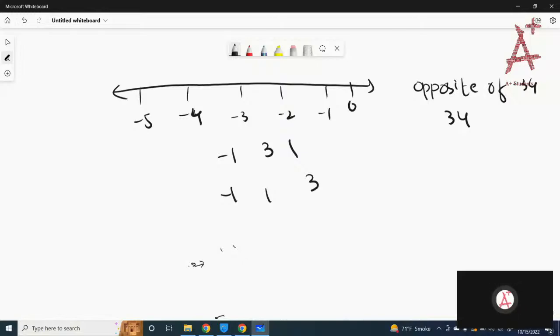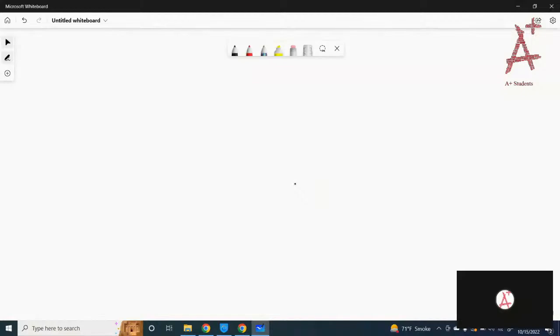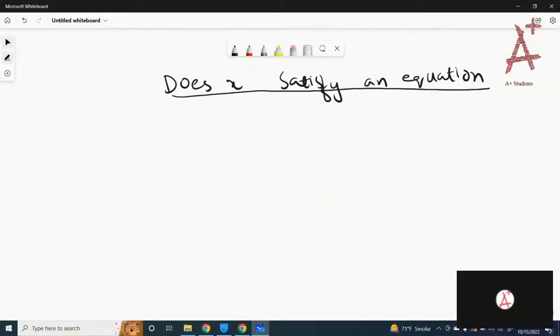The next chapter. We have completed this chapter, and the next topic we're going to start with is one variable equations. Okay, the chapter name is one variable equation, and the topic we're going to start with is: does x satisfy an equation? Let's start with that.